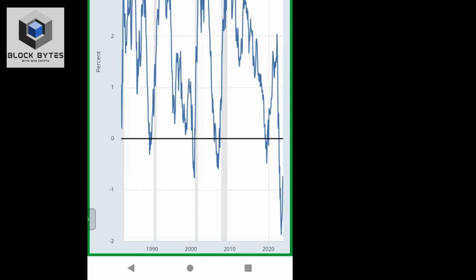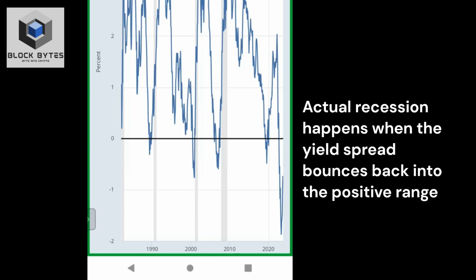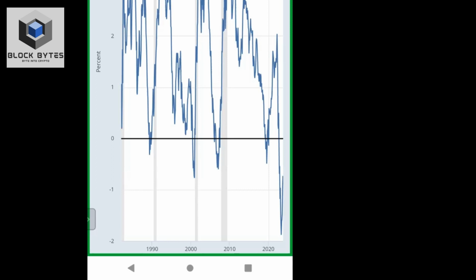The actual recession happens when the yield curve disinverts. What I'm trying to say is that it plunges and then starts coming up, just like we are seeing in the graph.